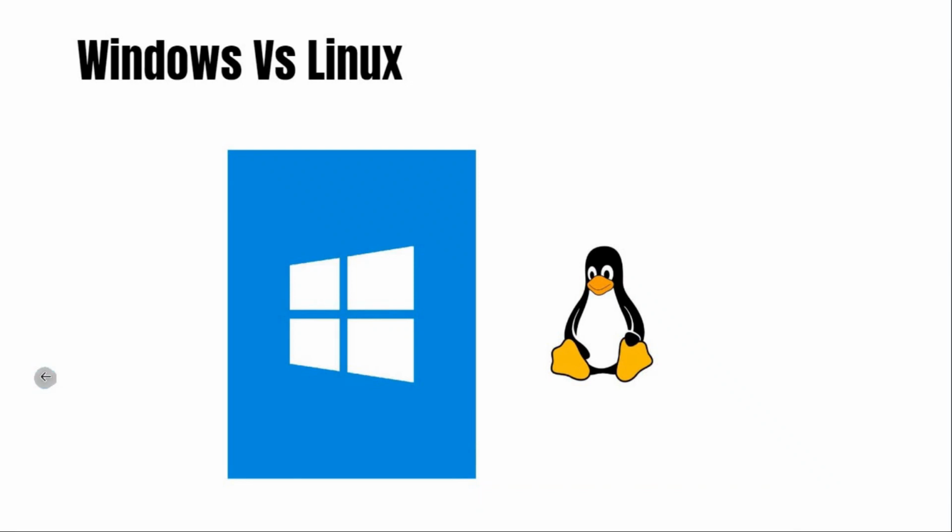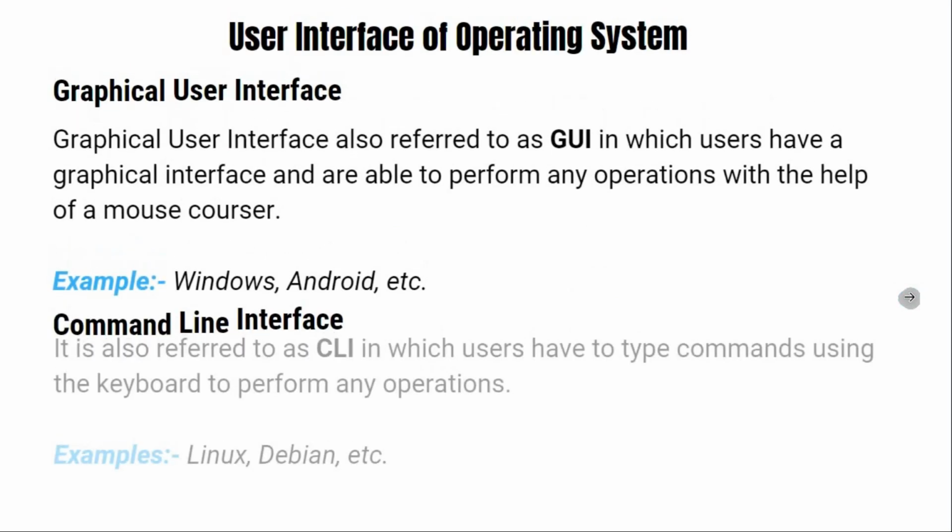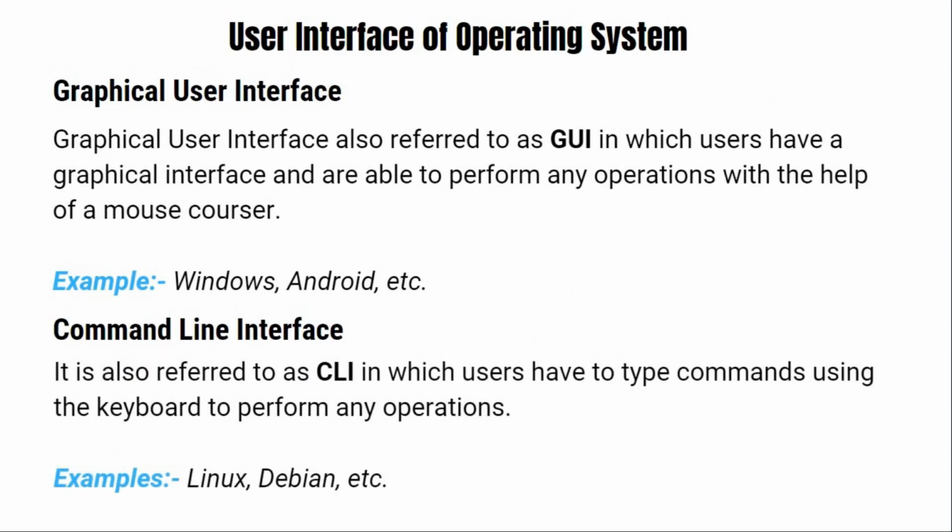So in this lecture, we are going to learn about Windows versus Linux. We will find out why hackers choose the Linux operating system over a Windows operating system or Mac operating system. So let's see. Before diving into this explanation, we have to understand the types of operating systems and their classification.